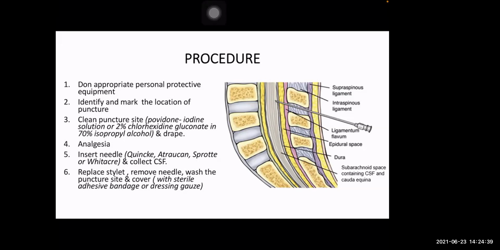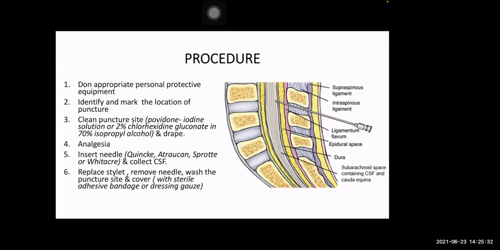And then we advance the needle slowly at a 45 degree angle until we can appreciate a popping sensation, which means that the needle has penetrated the dura layer and we have entered the subarachnoid space. But some practitioners remove the stylet earlier, once they have breached the skin. Once we get into the subarachnoid space, we remove the stylet and collect the fluid that comes out from the needle.